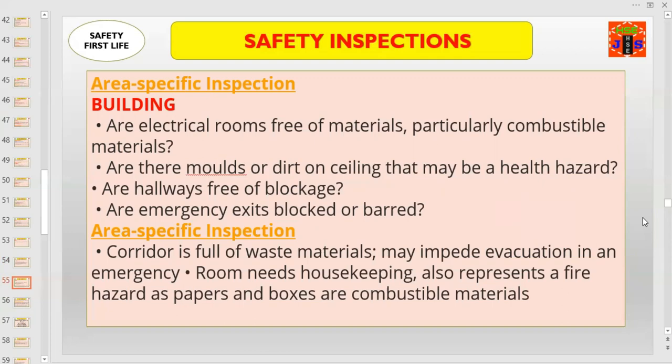Dear friends and colleagues, you have to consider the corridors as well. Is the corridor full of waste material? May impede evacuation in an emergency? Room needs housekeeping. Also represent a fire hazard as papers and boxes are combustible materials.